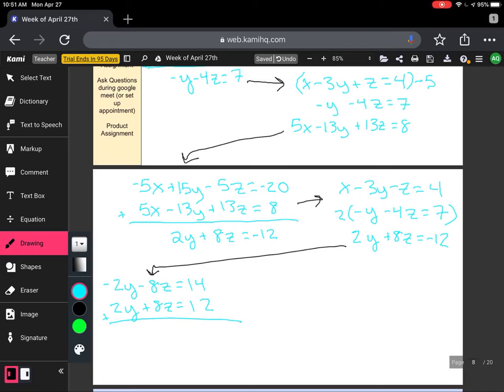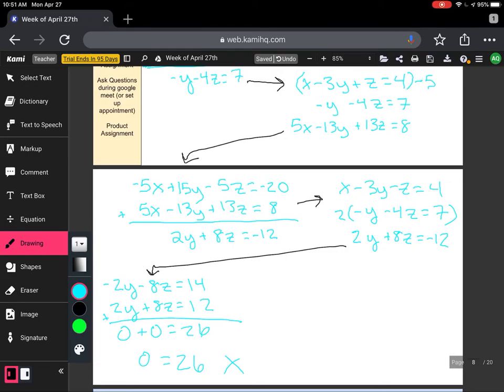Let's add our equations. Negative 2y plus y, gone. Negative 8z plus z, gone. So we have 0 equals 26. This is where we see why we would have no solution.